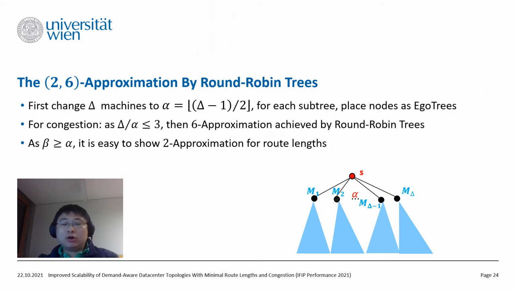Similarly, in order to merge these round robin trees, we also have to change the fan out. By changing the fan out to alpha, we know delta divided by alpha is smaller than 3. That's why we can achieve a two approximation for the congestion. In this way, we also note the distance to S will not be changed. So we still have a two approximation for the routing length.